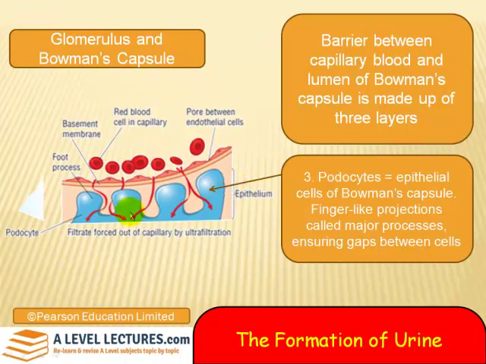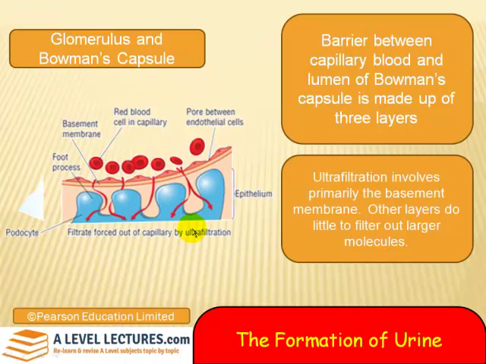Now these are the epithelial cells here, the epithelium of Bowman's capsule. Podocytes have finger-like projections, called major processes, which ensure gaps between the cells. You can see how the filtered stuff is passing between the gaps here. There we go, rushing down there.